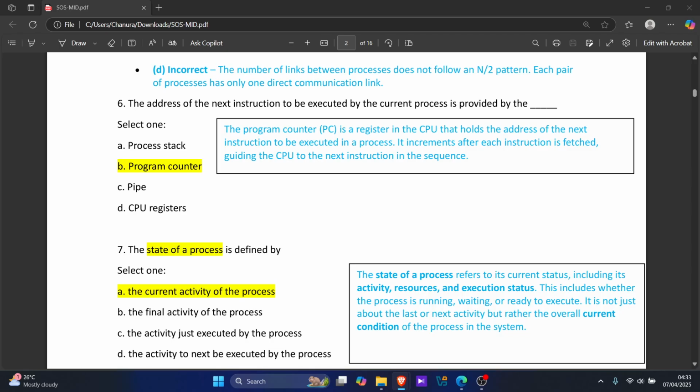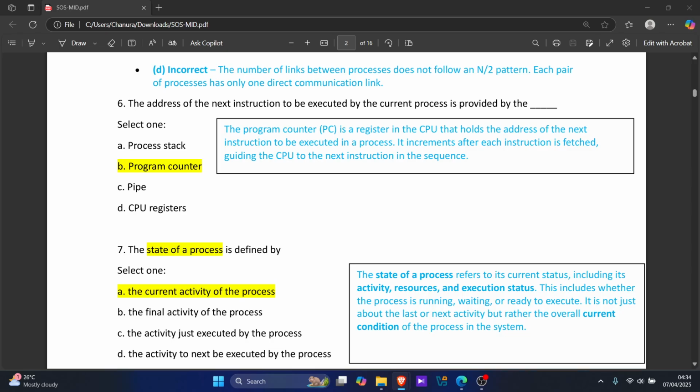The process stack is a data structure that stores local variables and function call information. So, when a function is called, its parameters and return address might be pushed onto the stack. But does the stack hold the address of the next instruction? I think the stack has return addresses, but those are for when functions return, not necessarily the next instruction to be executed in sequence. So maybe not the process stack.